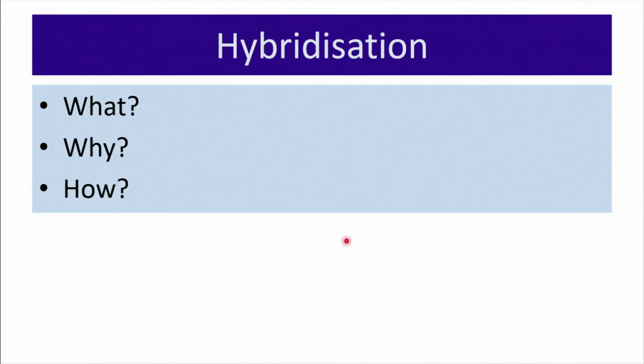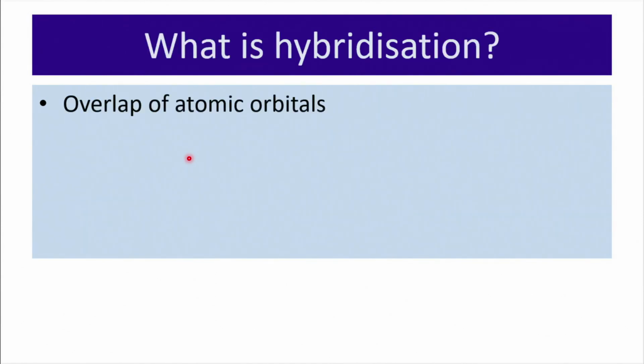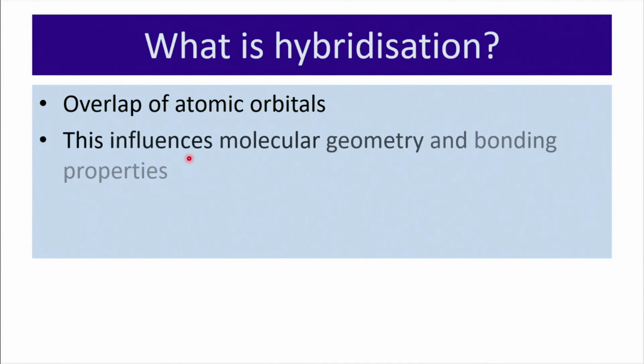Now we have seen the VB theory. Let us look at what hybridization is, why we have to study hybridization, and how hybridization occurs. These are some of the questions we will be answering in this session and in the next couple of sessions. So what is hybridization? This is basically overlap of atomic orbitals. This leads to different geometry. That is, this influences the molecular geometry and bonding properties of the molecules.